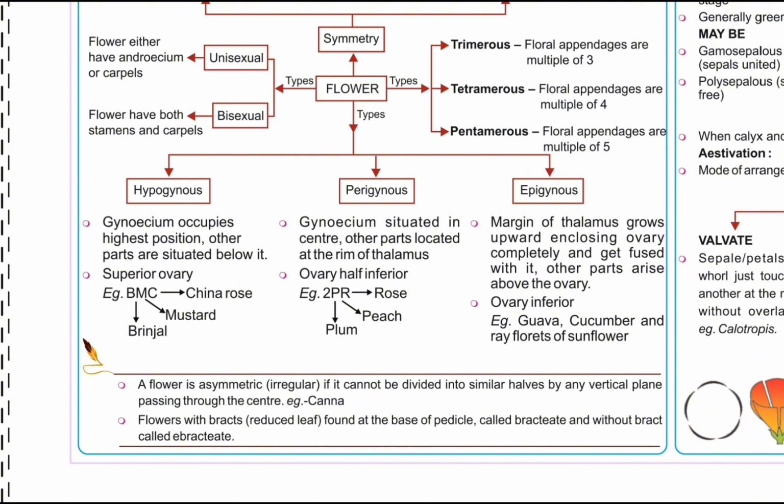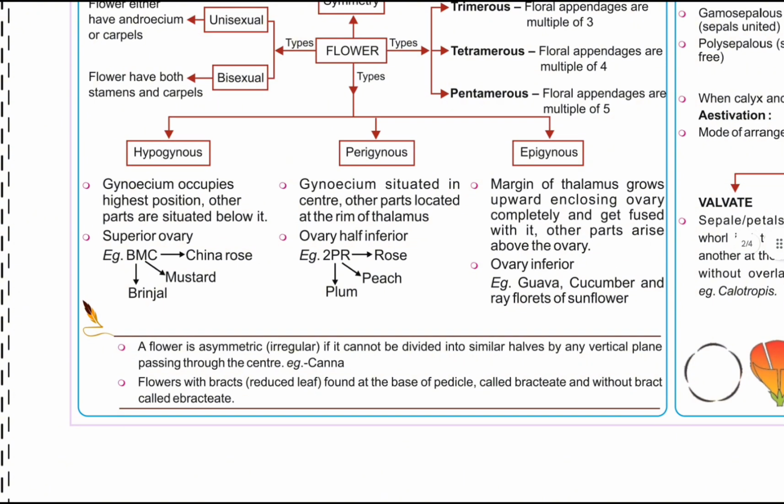Epigynous: the margin of the thalamus grows upward, enclosing the ovary completely and getting fused with it. Other parts arise above the ovary. The ovary is inferior. Examples: guava, cucumber and the ray florets of sunflower.